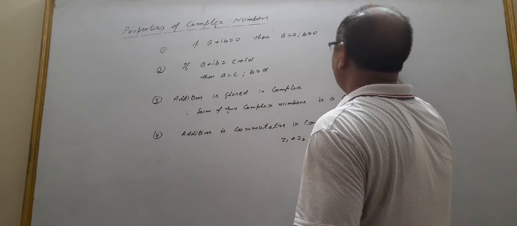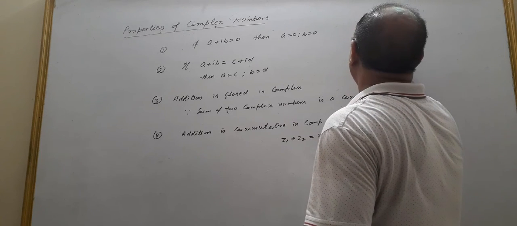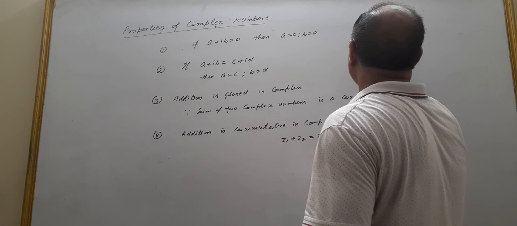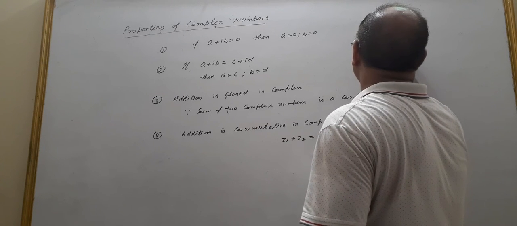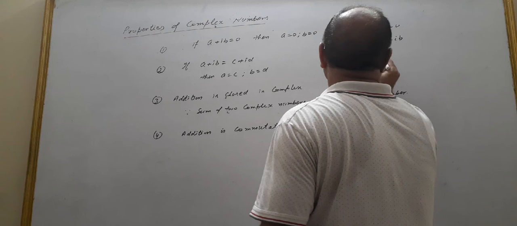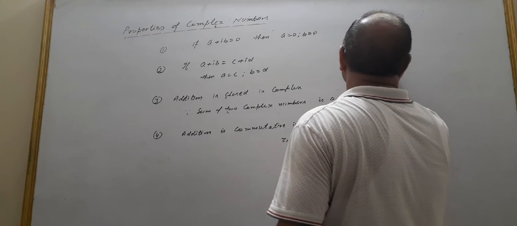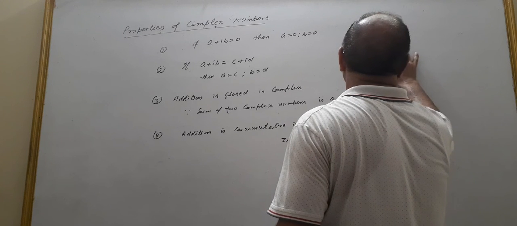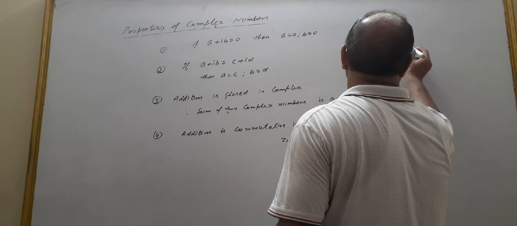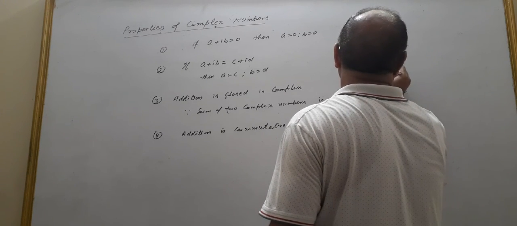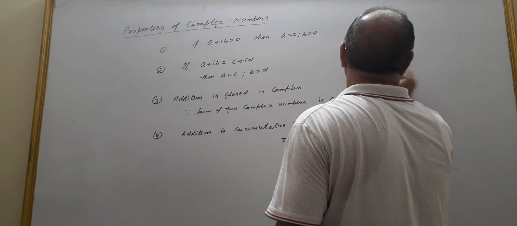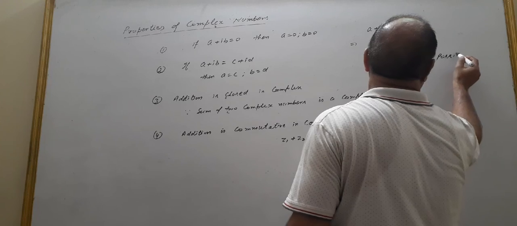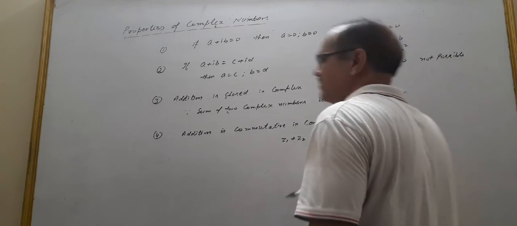What is the reason? Because a plus iota b is equal to 0, that implies a is equal to minus iota b. By squaring, this becomes a square is equal to minus of iota b square. That becomes again minus b square, or a square plus b square is equal to 0. This is not possible because the sum of the squares of two real numbers can never be 0.